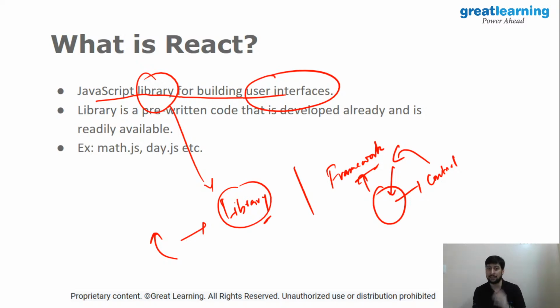Okay, so that is the main difference: if you are using a framework, then it has a dependency on that framework, and when to call it, it is responsible for that. But it doesn't happen in a library.